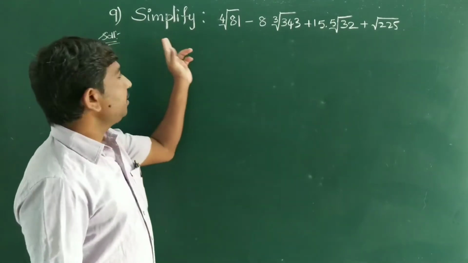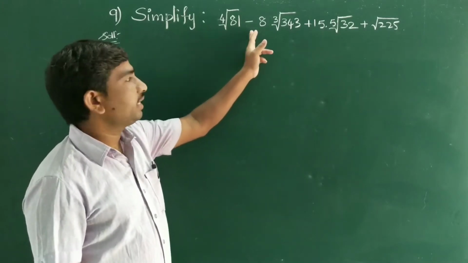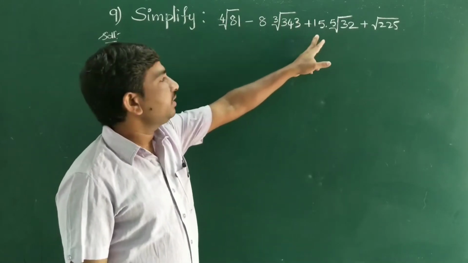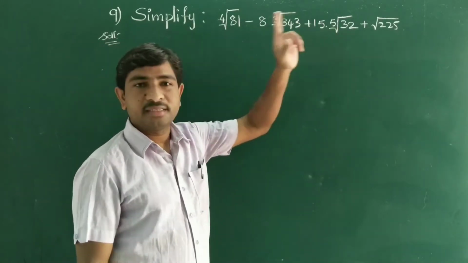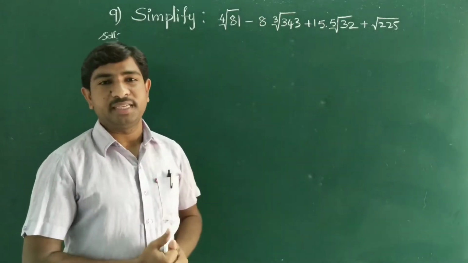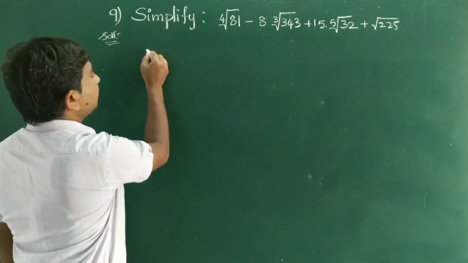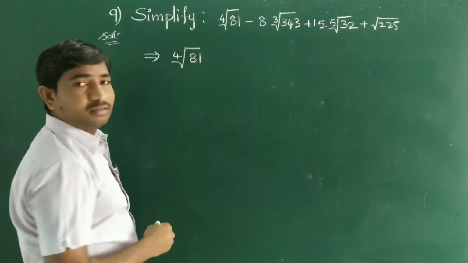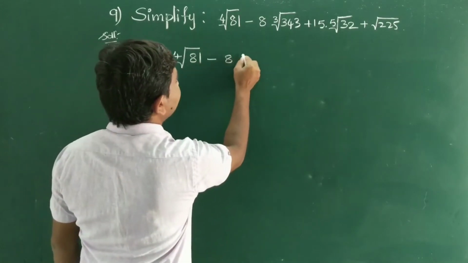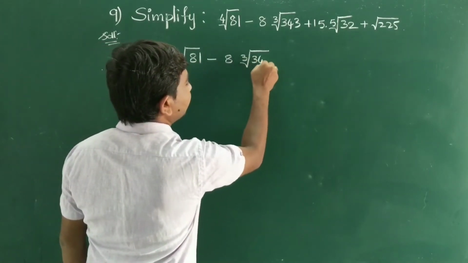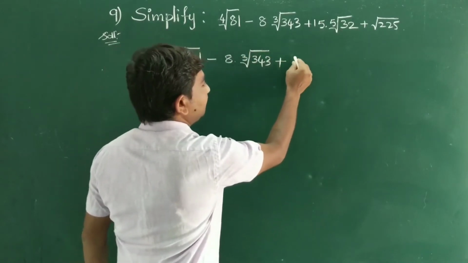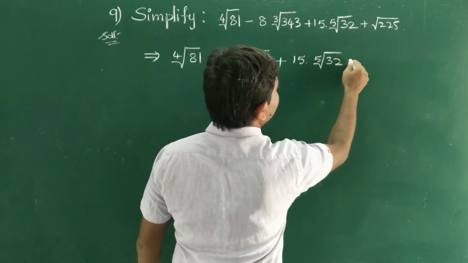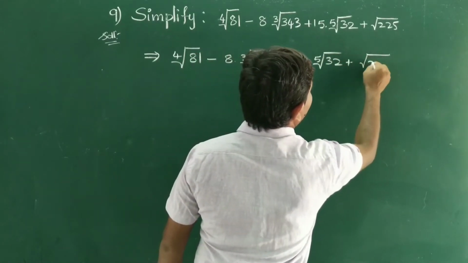So what is it? Simplify 4th root 81 minus 8 into cube root of 343 plus 15 into 5th root of 32 plus square root 225. Simplify this. How will it be? See, listen. First of all, write as it is: 4th root 81 minus 8 into cube root 343 plus 15 into 5th root 32 plus square root 225.